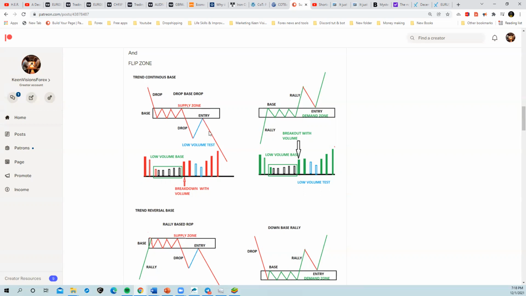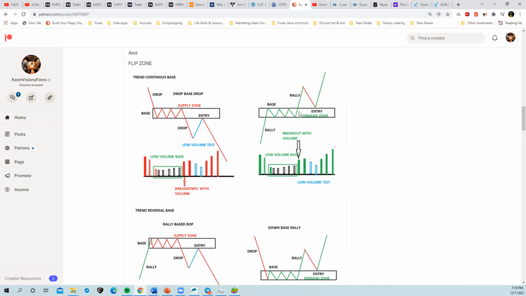But what we want to see is, after our entry, we want to start seeing volume increase, confirming that move is indeed a true move or an extension lower. Same thing on the bull case. You're going to have a rally up, base, rally, pull back right to that previous demand zone.